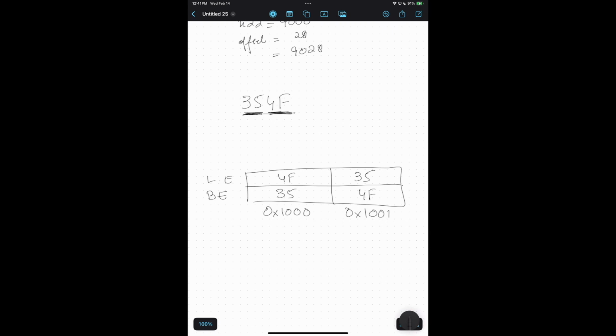Why aren't those 2 bytes though? So it's just an example. I'm talking about in hex. Each digit corresponds to 4 bits. This corresponds to 4 bits and this corresponds to 4 bits, so it's 1 byte. Okay, any other question?